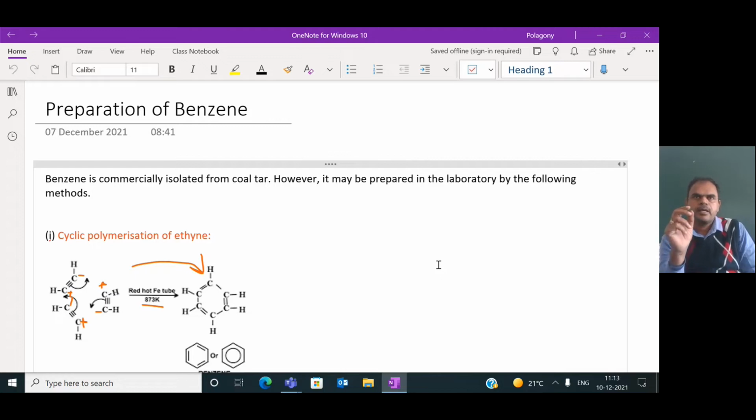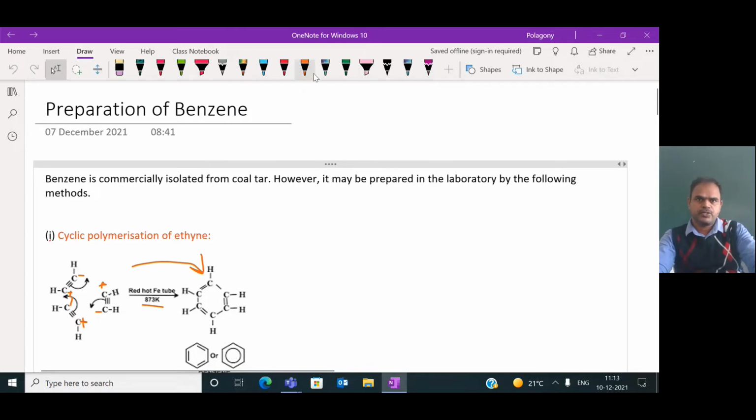Exceptional stability, why it has exceptional properties unlike alkenes, though it is unsaturated. In today's lecture, I'm going to discuss the preparation of benzene.